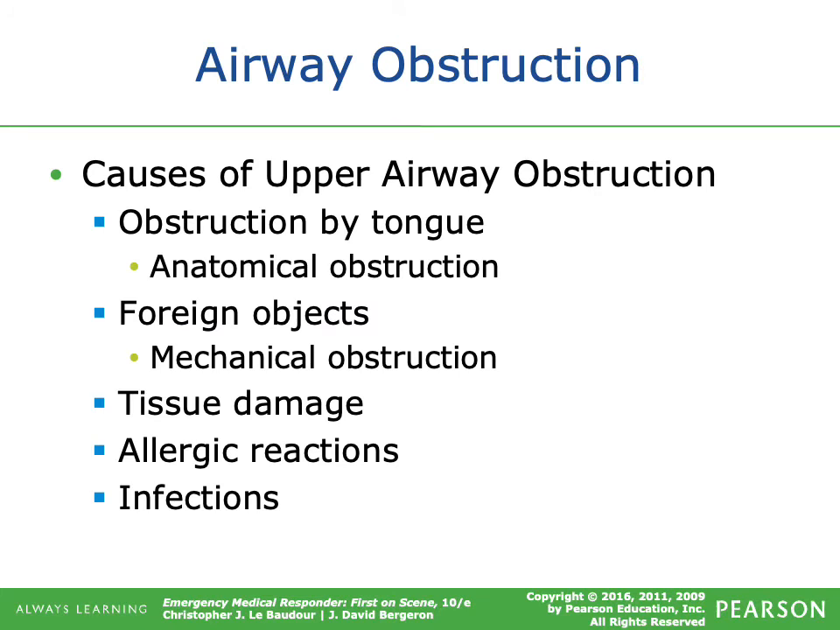Airway obstructions. Causes of airway obstructions. The most common cause is obstruction by the tongue. This is what you would refer to as anatomical obstruction. Foreign objects could be anything that enters the mouth and lodges in the trachea or blocks air from getting to the trachea. This is referred to as mechanical obstruction. Tissue damage is related to trauma. Allergic reactions can cause major swelling in the upper airway. Also infections.